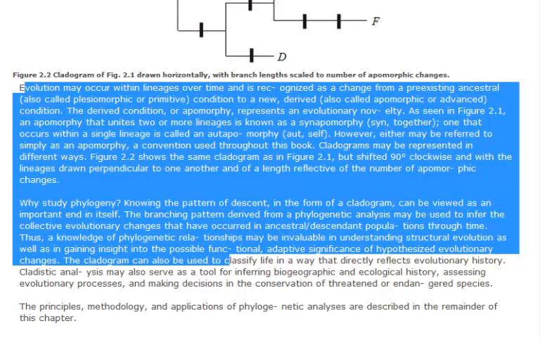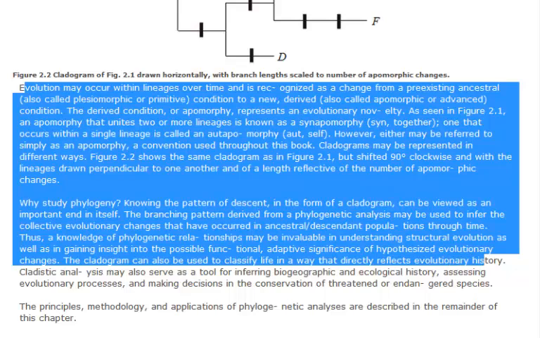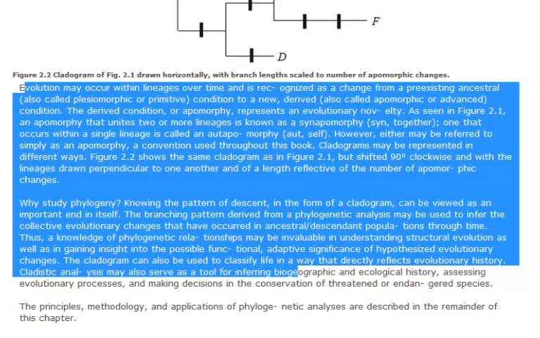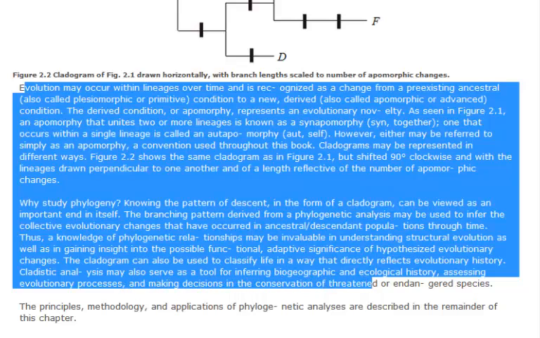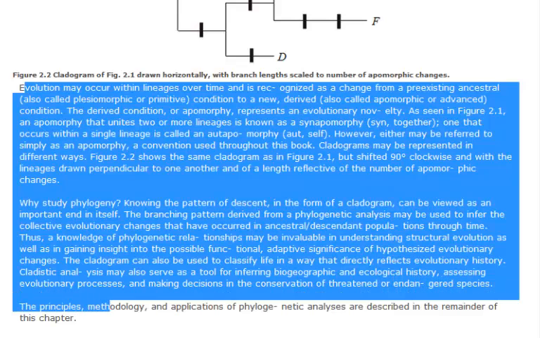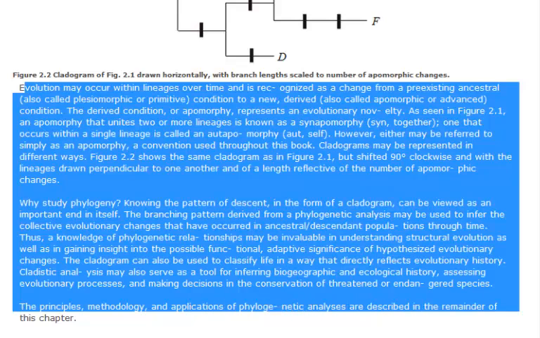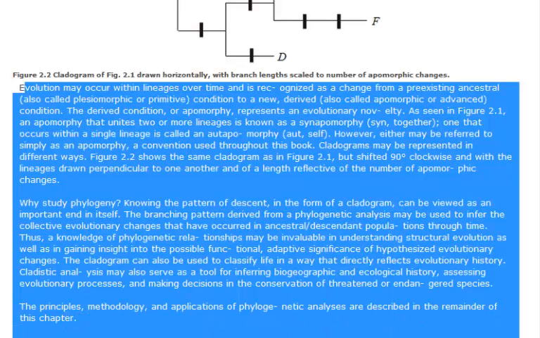The cladogram can also be used to classify life in a way that directly reflects evolutionary history. Cladistic analysis may also serve as a tool for inferring biogeographic and ecological history, assessing evolutionary processes, and making decisions in conservation of threatened or endangered species. The principles, methodology, and application of phylogenetic analysis are described in the remainder of this chapter.